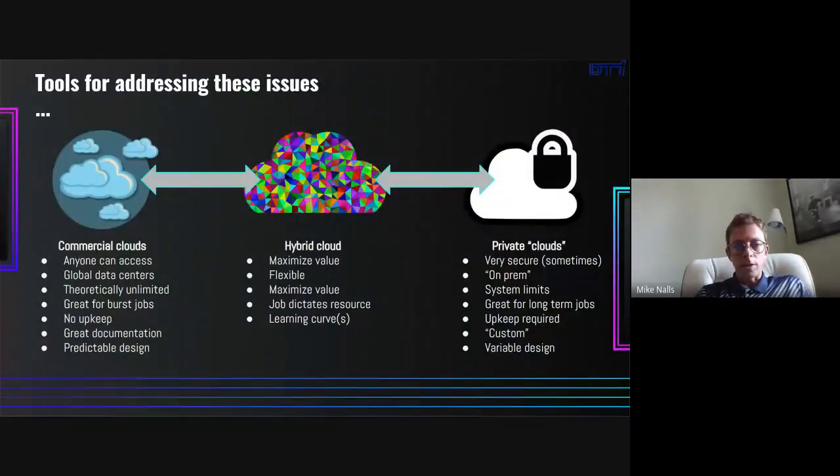So to address a lot of the issues that we're seeing in the previous slide, we're combining the best aspects from commercial cloud providers such as GCP or Azure, and their theoretically unlimited compute, which is great for burst jobs and doesn't have any upkeep, and also bringing together private, quote unquote, clouds that are on premises and bare metal, and really trying to switch seamlessly between the two to maximize value.